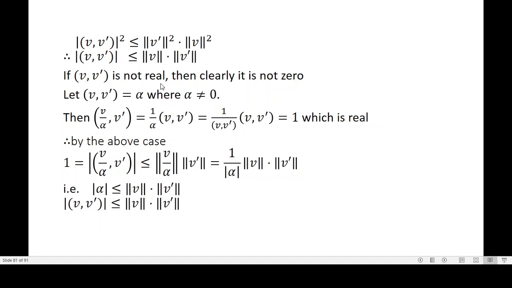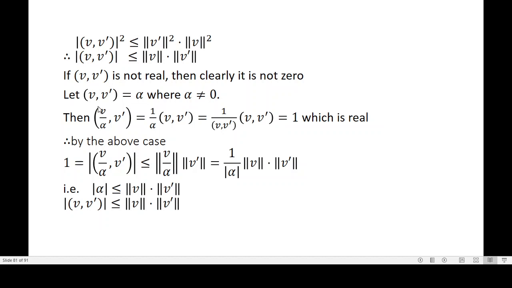clearly it is not 0. Now the inner product of v comma v dash is real, so from this result we get this inequality: the modulus of the inner product of v comma v dash is less than or equal to norm v into norm v dash. Suppose the inner product of v comma v dash is not real, then clearly it is not 0.